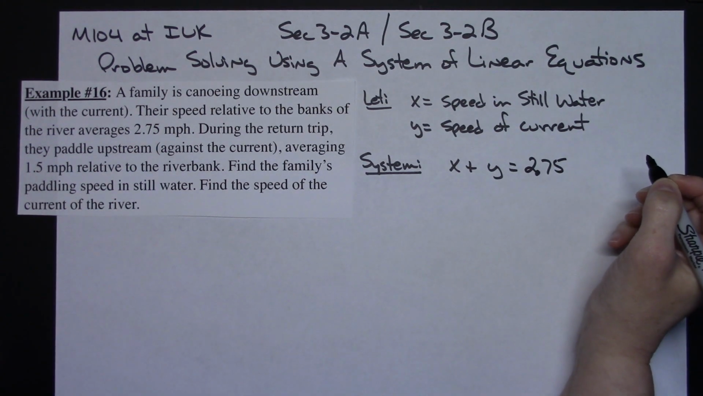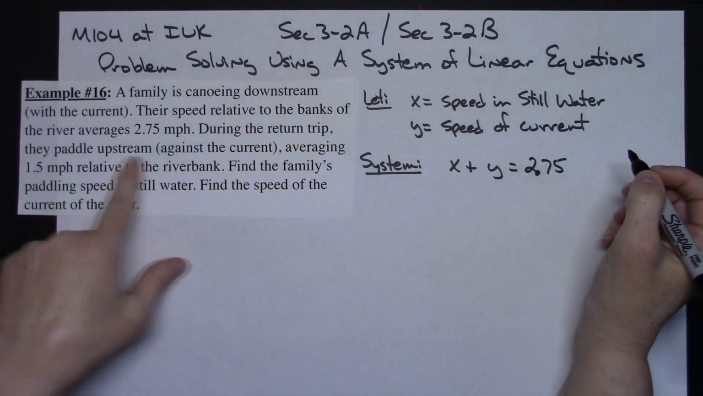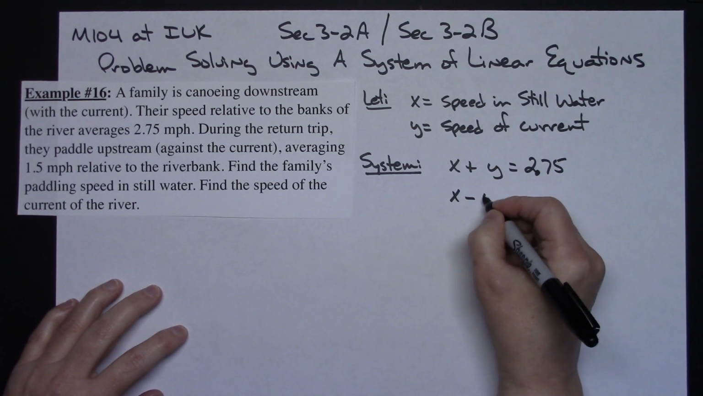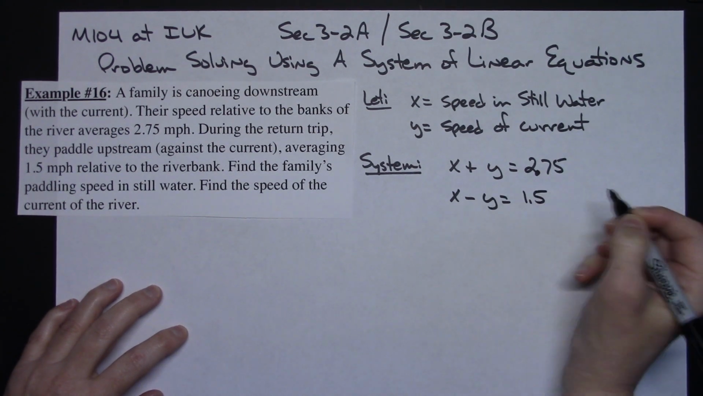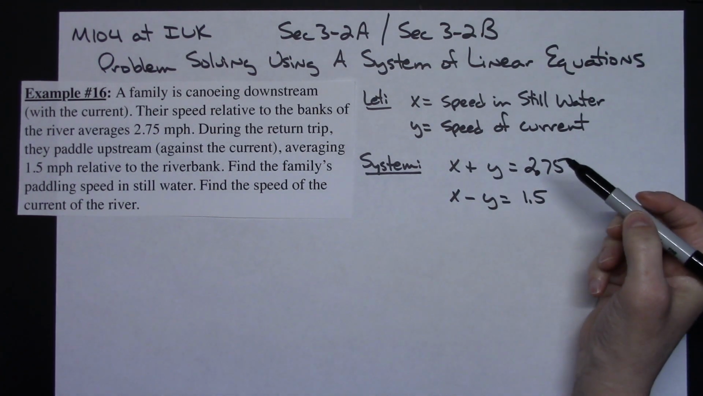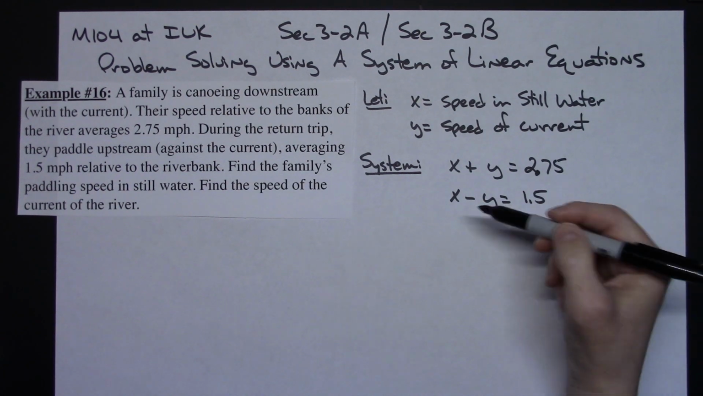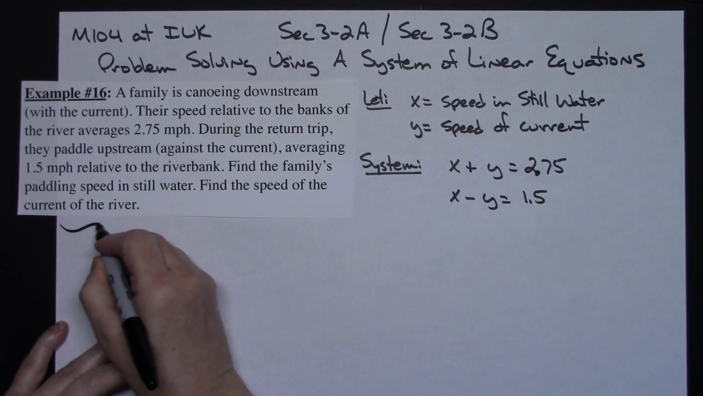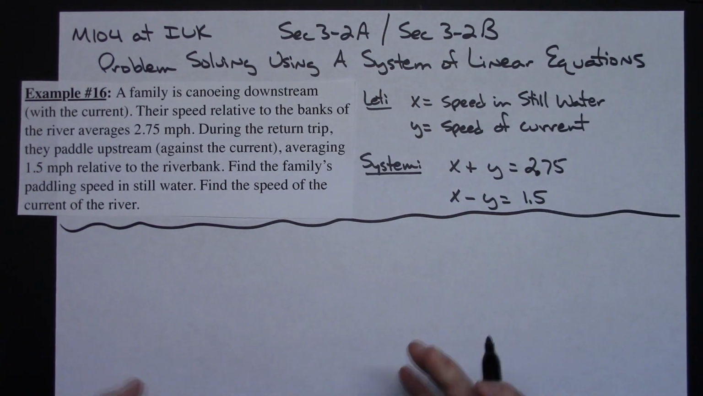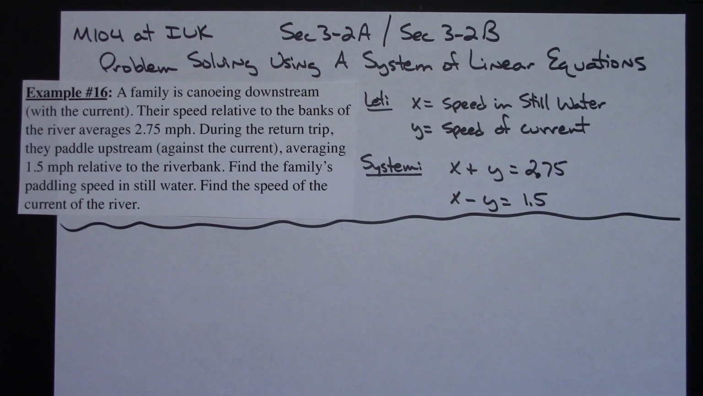Now going the other way against the current, it's going to slow me down. We were averaging 1.5 miles per hour. So x minus y equals 1.5. So there you're taking into consideration that when you're going with the current, it speeds you up, and when you're going against the current, it slows you down. So there's our system of equations. Now after you get that, which is the hardest part of this entire type of problem, defining those variables and writing that system of equations, from there, you just have to solve it.